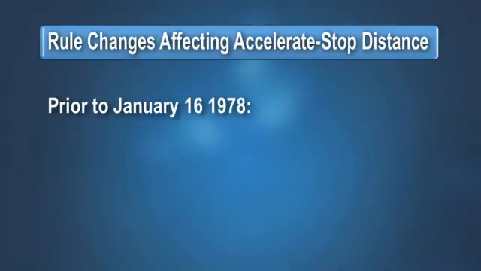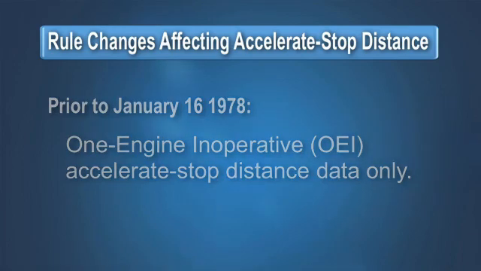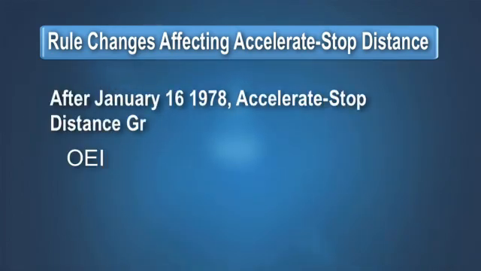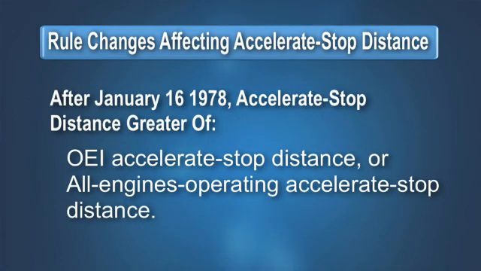Originally, the accelerate stop distance did not include consideration for events other than engine failure that could lead to a rejected takeoff. In 1978, the certification rules were amended to consider both engine failure and non-engine failure scenarios. Accelerate stop distance was revised to be the longer of the distance with one engine failing just prior to V1 or with all engines operating throughout the rejected takeoff. However, accelerate stop distance was still determined only for a dry runway.